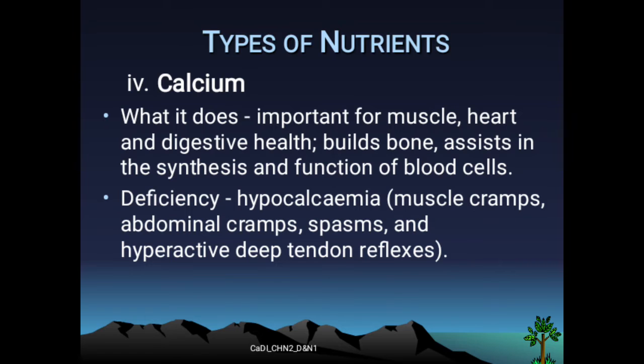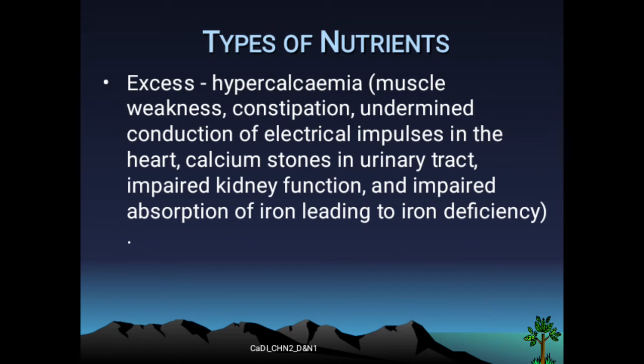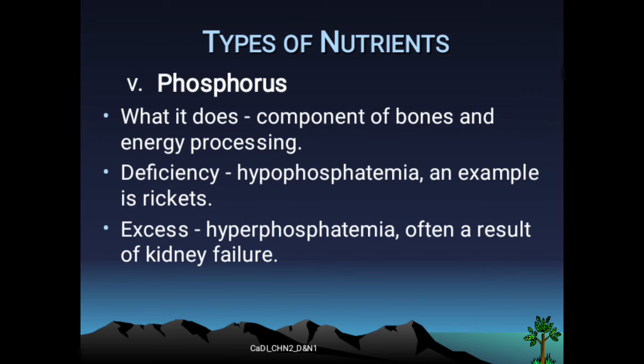Calcium. It's very important for muscles, heart, and digestive health. Builds bones, assists in the synthesis and function of blood cells. Its deficiency causes hypocalcemia, and in excess, it causes hypercalcemia. Phosphorus. It's a component of bones and energy processing. Deficiency causes hypophosphatemia, and when taken in excess, it causes hyperphosphatemia, often a result of kidney failure.